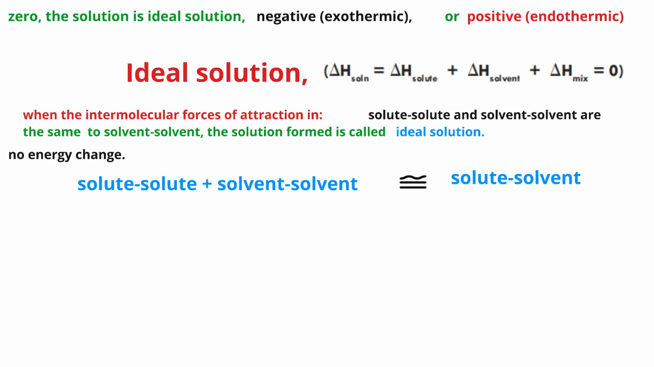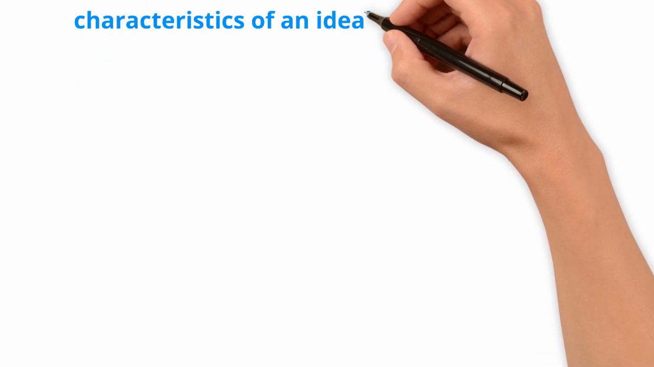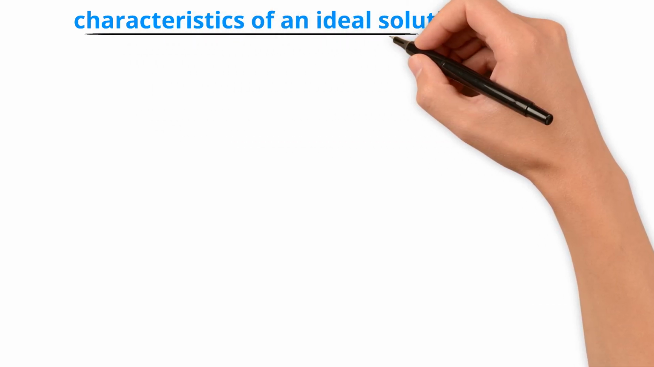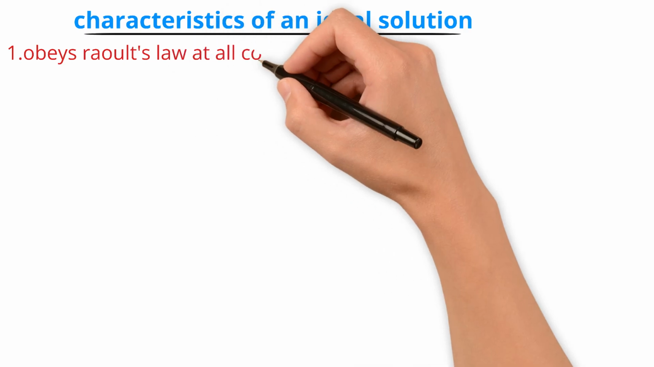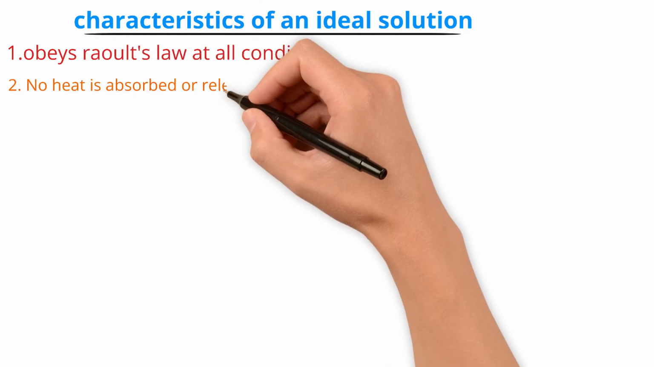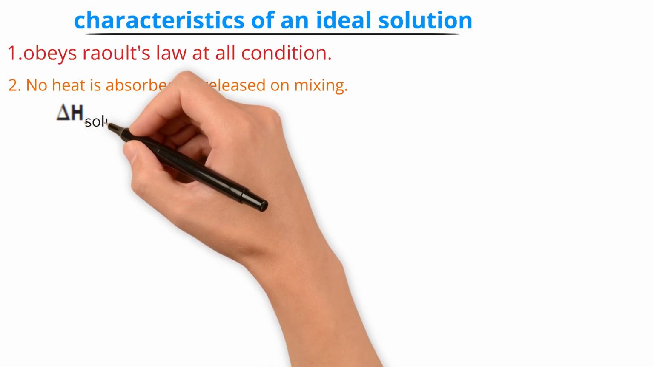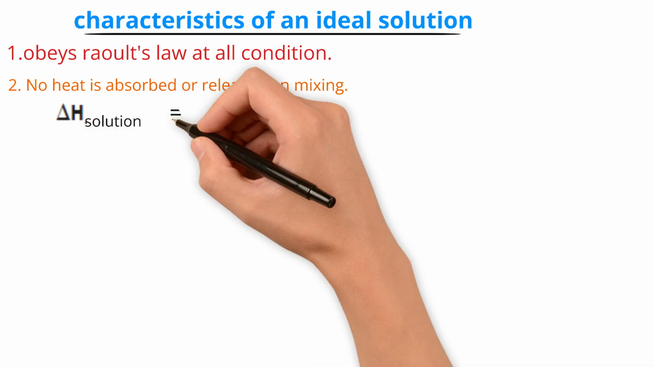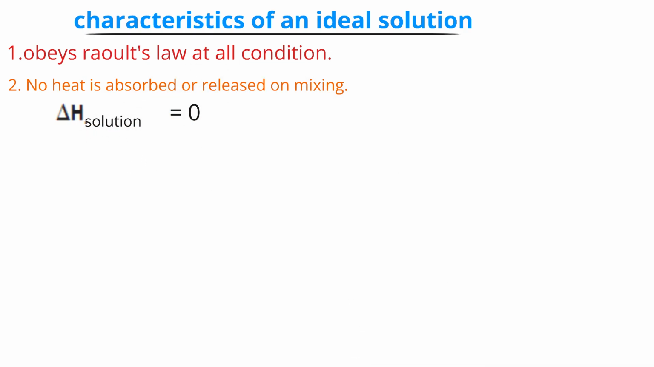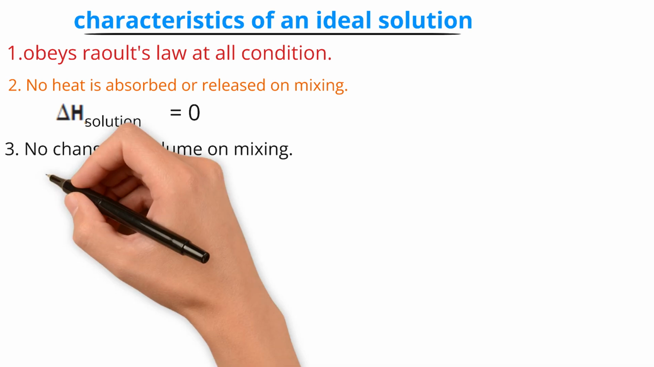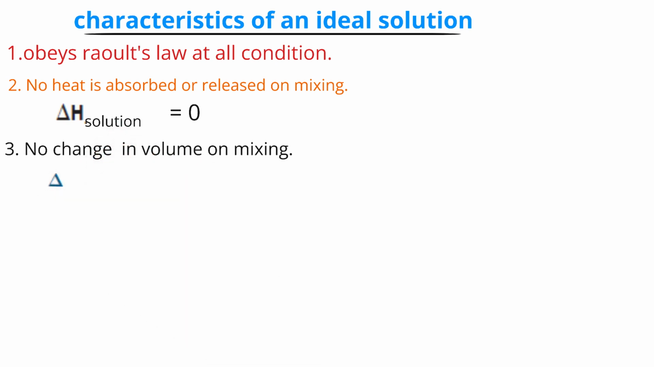The first characteristic of an ideal solution is that it obeys Raoult's law at all conditions. The second one, no heat is absorbed or released on mixing, meaning that the enthalpy of solution is always equal to zero. The third one, no change in volume on mixing, meaning that the change in volume of mixing is equal to zero.